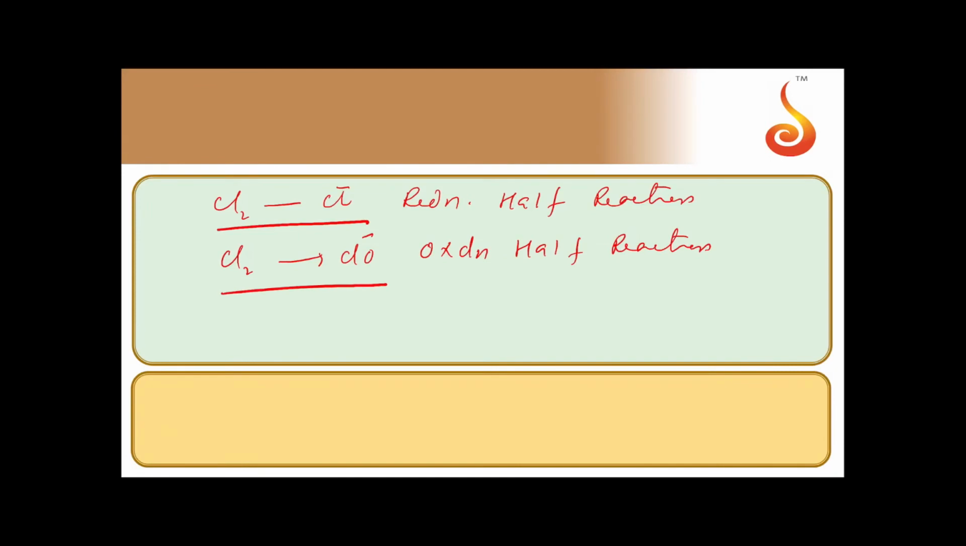So let us see, the reduction potential of Cl2 to Cl minus is plus 1.35. And what about the oxidation potential of Cl2 becoming ClO minus? It is minus 0.4. If you see, the summation of these two is a positive value, which implies that definitely we can say that disproportionation takes place.